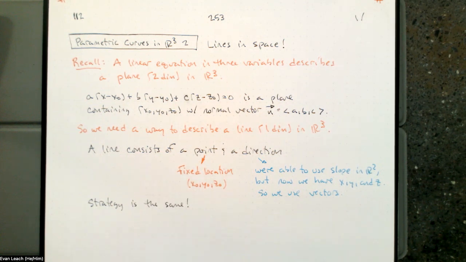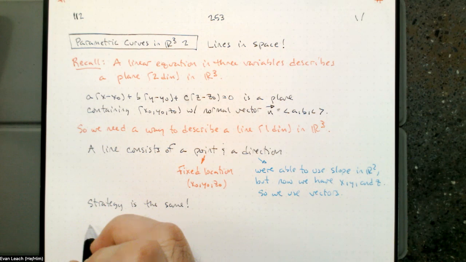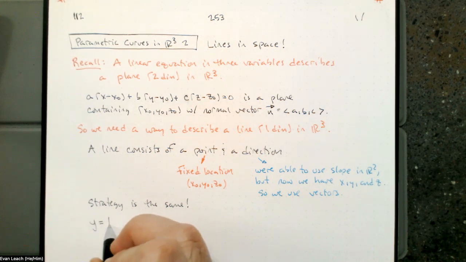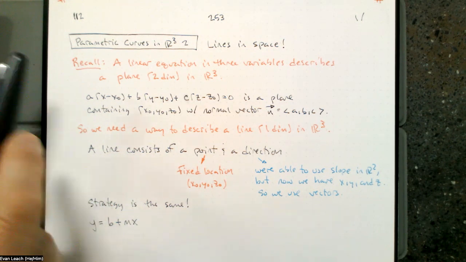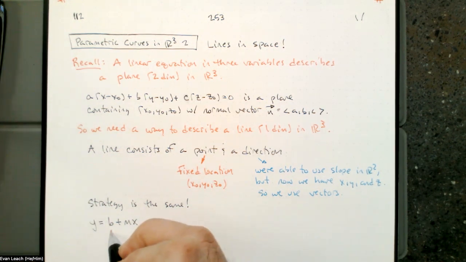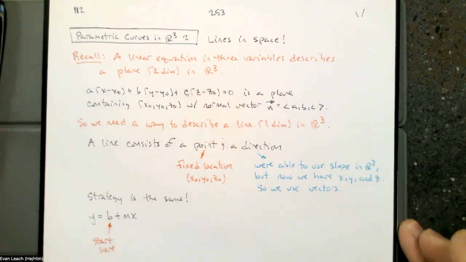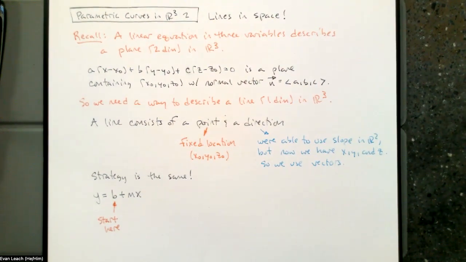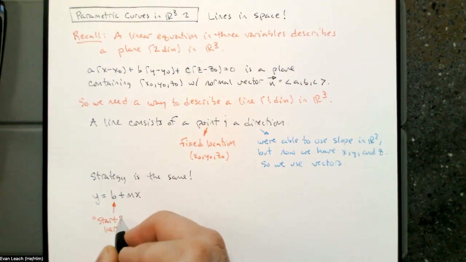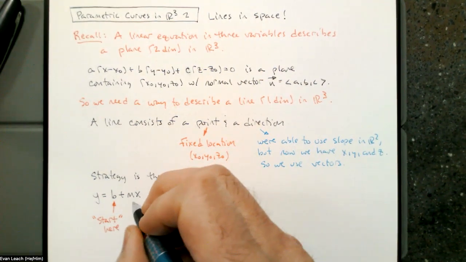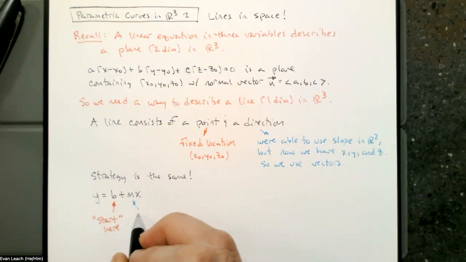Our strategy is going to be the same. If we think back to our original formulation of a line in slope-intercept form, we write y equals b plus mx. And we say start here. It's a little suspicious to say start when the line goes on forever in both directions. So let's say start here, and go this direction.